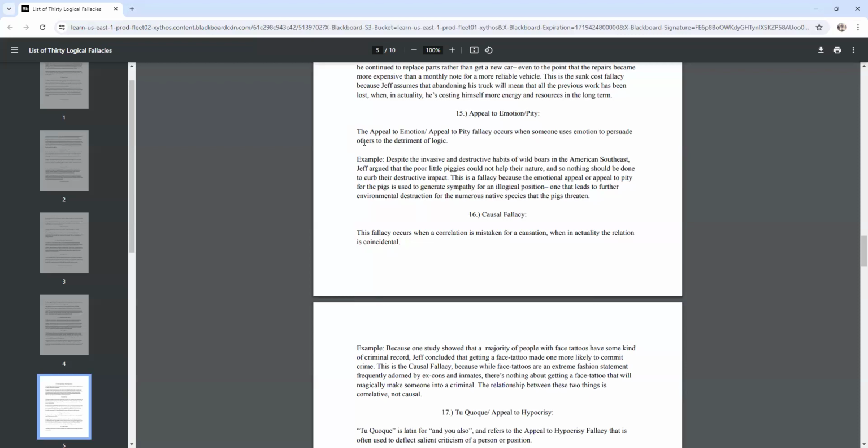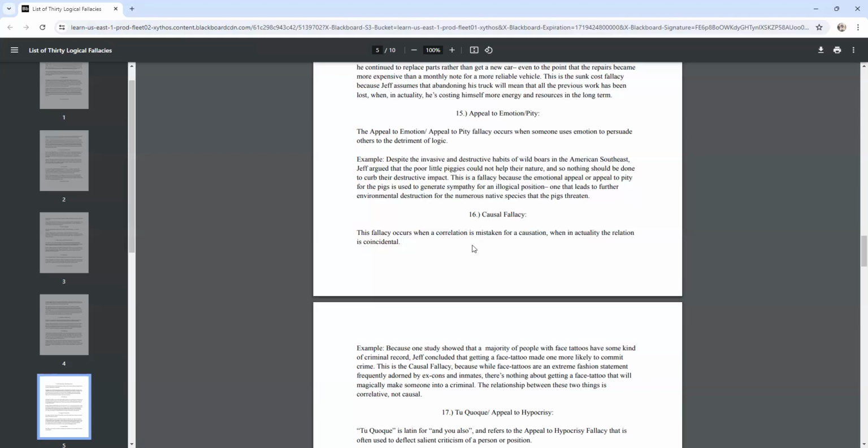This is a fallacy because the emotional appeal or appeal to pity for the pigs is used to generate sympathy for an illogical position, one that leads to further environmental destruction for the numerous native species that the pigs threaten, like turkeys and quail and a lot of the ground-dwelling birds. They really can't survive an abundance of pigs. So by using emotion to support the pig, you're actually destroying the species that have more of an environmental right, if such a thing can be said, to live there.